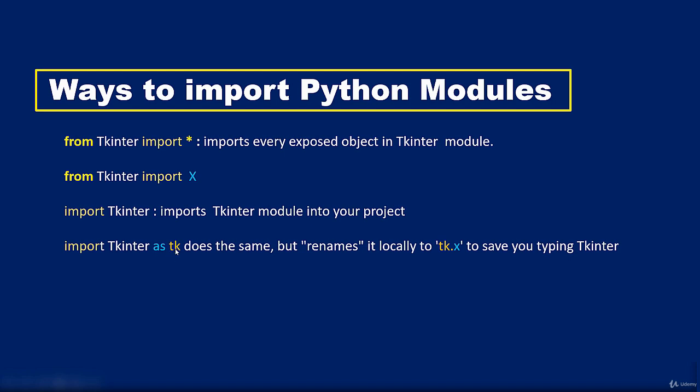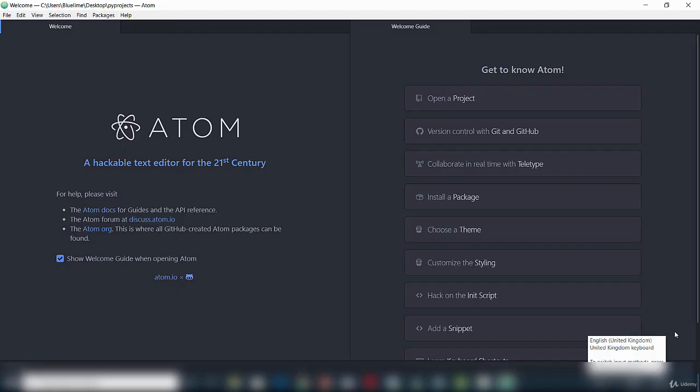What this does is that each time I want to refer to something from that module, rather than say Tkinter dot whatever I'm referring to, I can just say tk dot x. So by using the alias, it basically saves you some typing time. That's all it does.